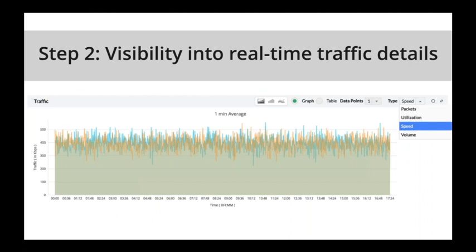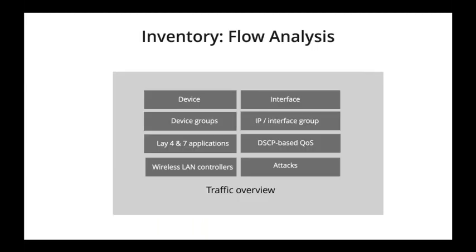Now that we have seen the problems which can happen during exporting flows, the next step is about gaining visibility into the real-time traffic graph. So NetFlow Analyzer has inventory, which is like the directory of NetFlow Analyzer, where you can see the traffic by device, interface, device group, IP or interface group, applications, QoS, wireless LAN controllers, and attacks. You can gain real-time traffic visibility by each of these components, and I'll show you in the UI how you can view the real-time traffic graph.